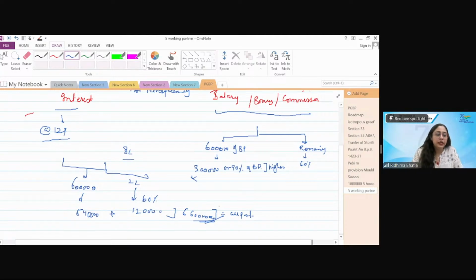Got it? Clear? Now you will ask, ma'am, what is this book profit? This book profit is ultimately the profit as per the income tax provision which you have computed, whatever you have computed as PGBP profit before considering any salary, that would be your book profit.